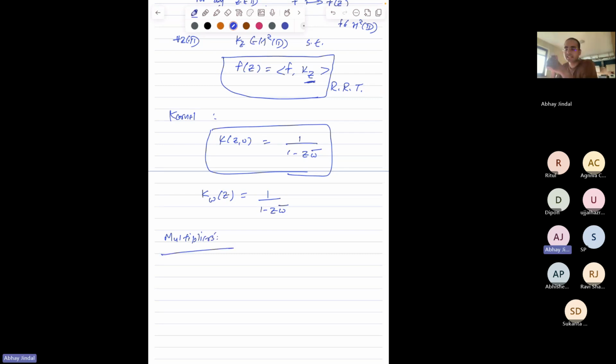So multipliers is a collection of functions. We can talk about multipliers for any Hilbert function space or any function space for that matter. But let us stick to talking about multipliers of Hardy space. A function phi from D to C is called a multiplier of Hardy space if phi times f belongs to Hardy space for all f in the Hardy space.